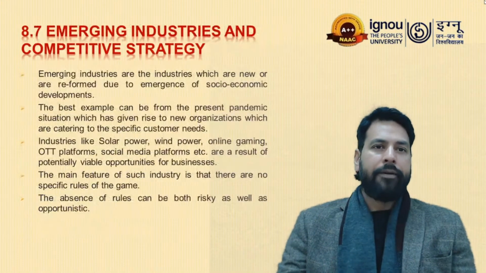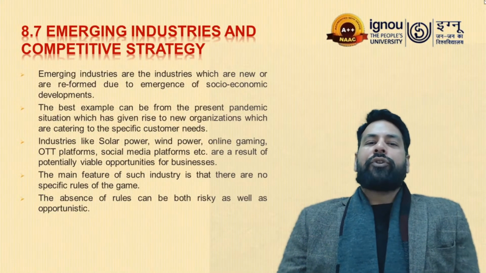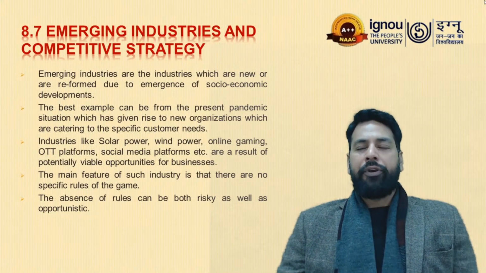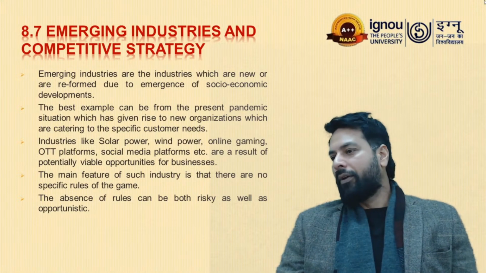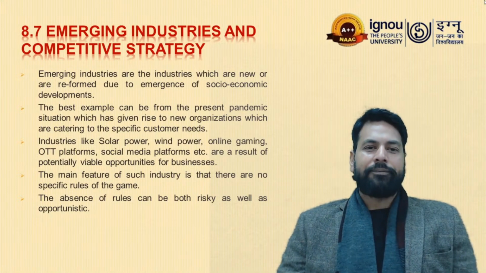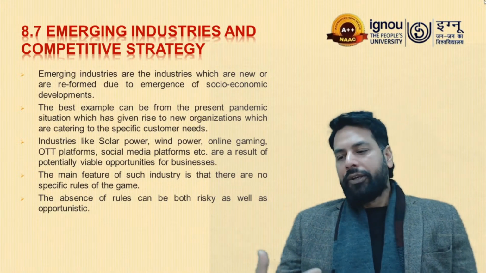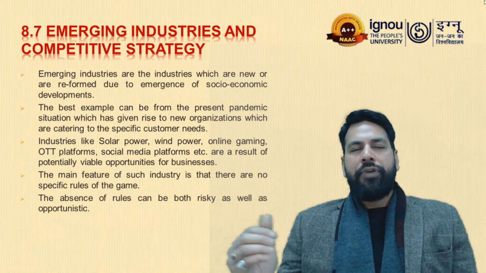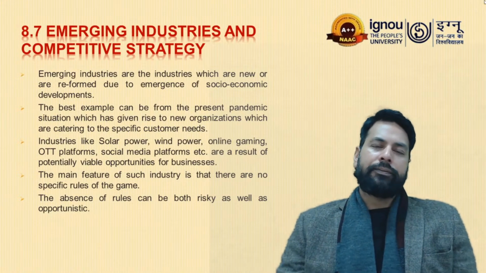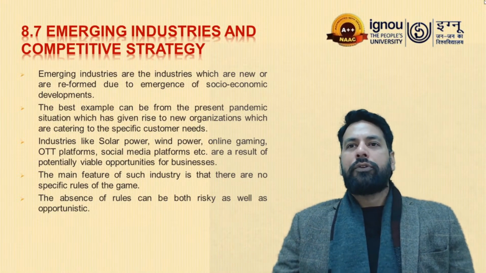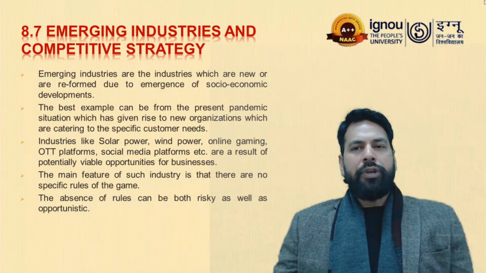We'll move ahead. Emerging industry and competitive strategy. Look at this. If I talk about emerging or sunrise industry, we all know the best example would be online or e-commerce. Now, e-commerce industry, as this industry is new, it has no fixed set of rules and regulation. There are no specific rules. So whatever you want, you can do it.